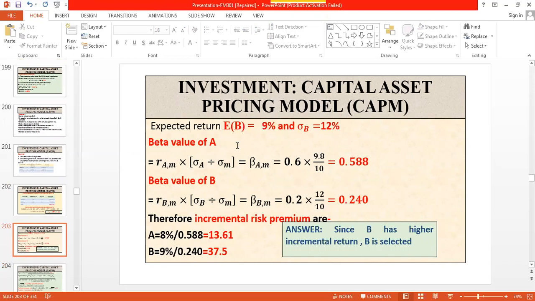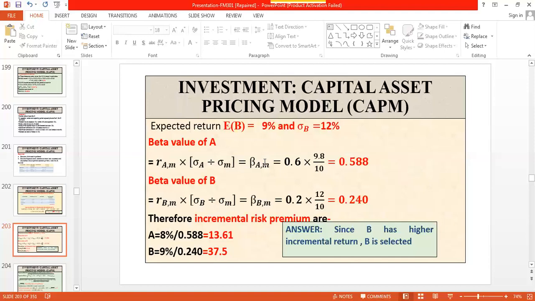Now we are calculating beta value of security A. What is the beta value of security A? Beta value of security A can be calculated by taking the correlation coefficient between A and market security, then multiplying it by standard deviation of A divided by standard deviation of M. Then you will get beta value of AM. That means beta value of AM formula is correlation coefficient between security A and M into risk of security A divided by risk of market portfolio. So this will give you 0.6 into 9.8 by 10, which is equal to 0.588.